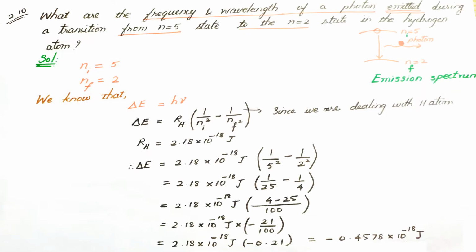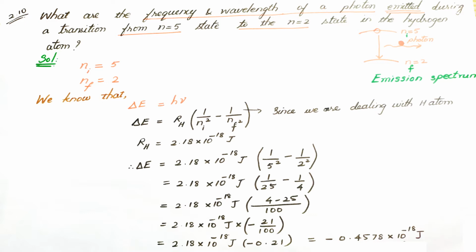Coming to problem 2.10, which is already solved in your book: what are the frequency and wavelength of the photon emitted during a transition from the n equal to 5 state to the n equal to 2 state in the hydrogen atom? You are asked to calculate the frequency nu and wavelength lambda of the photon emitted.